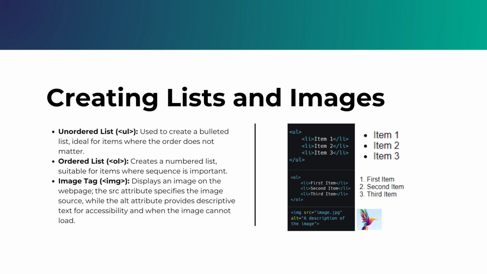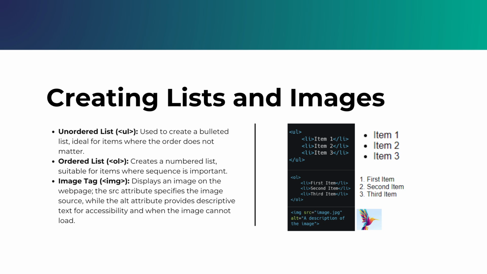To create an unordered list, we use the <ul> tag, which stands for unordered list. Each item in the list is then enclosed in the <li> tag, which stands for list item. Here's an example: <ul><li>first item</li><li>second item</li><li>third item</li></ul>. This would create a bulleted list with 3 items.